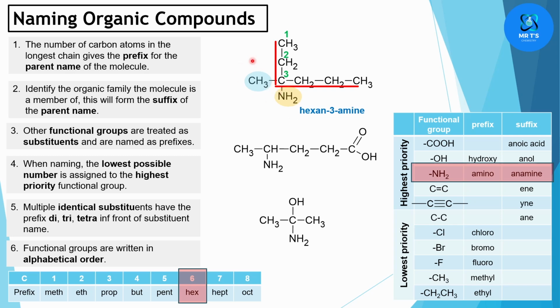Now we have to name the other substituent coming off, the CH3, the methyl group, and it's coming off the 3rd carbon as well, so it's 3-methyl-hexan-3-amine. Let's look at the next molecule.